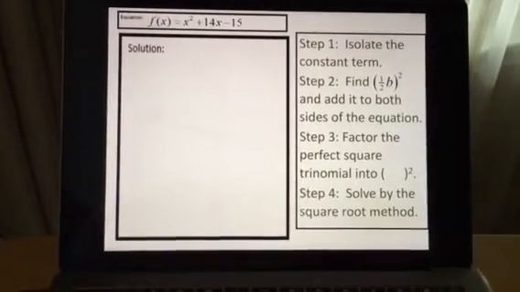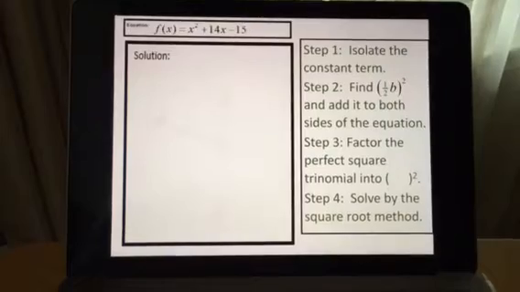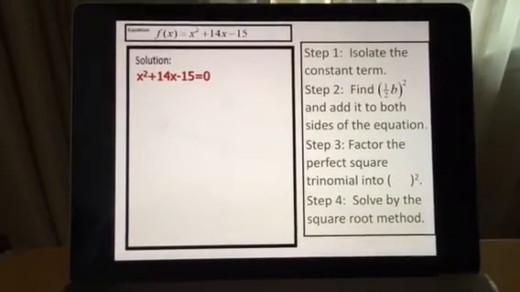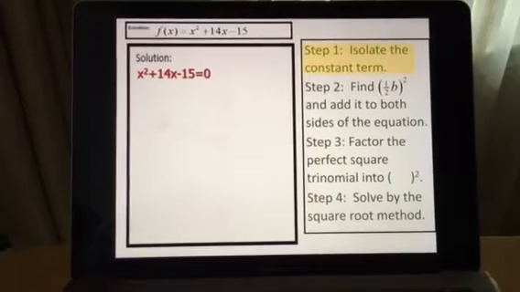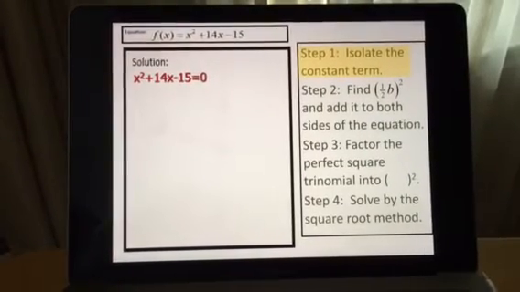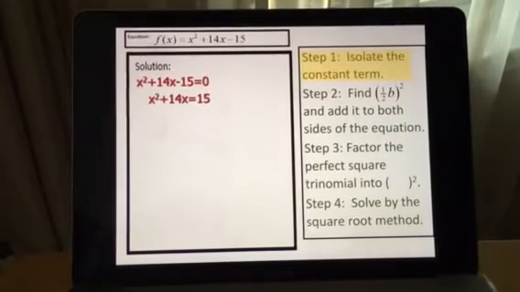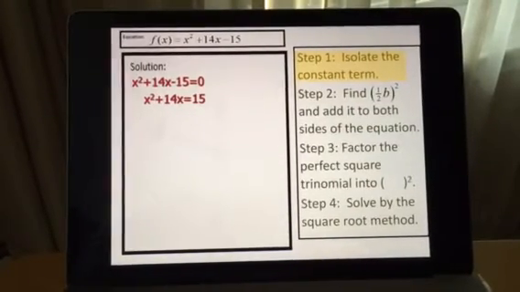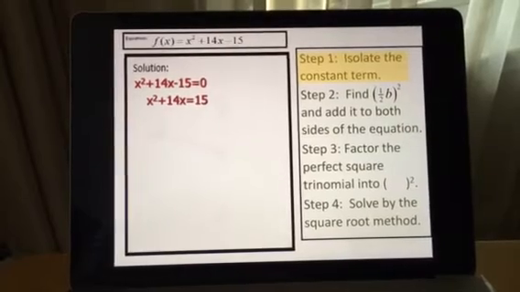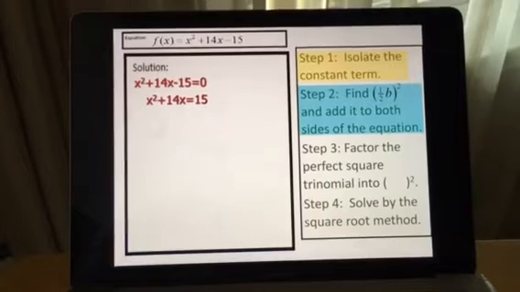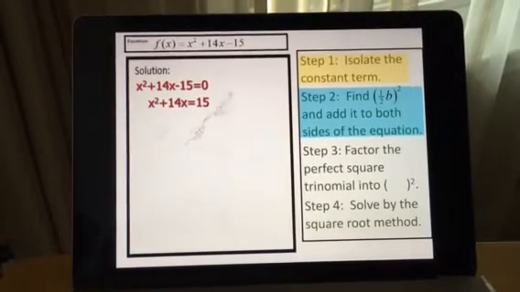So here's our equation. f of x is equal to x squared plus 14x minus 15. We're going to isolate the constant term. That's the term without a variable. So we're going to add 15 to each side. So we get x squared plus 14x is equal to 15. Next, we're going to take half of our linear term, which is the 14 in front of x.